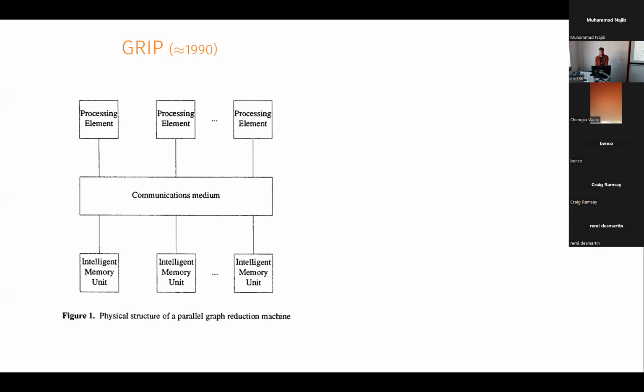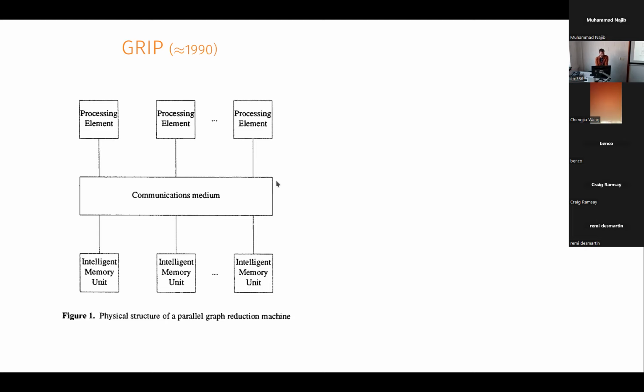Probably the most successful attempt at this previously was the GRIP project with Simon PJ and Chris Clack, and then later Kevin Hammond. They had an actual absolute speed up through their parallel implementation. So they have all of these different independent graph reducing cores.